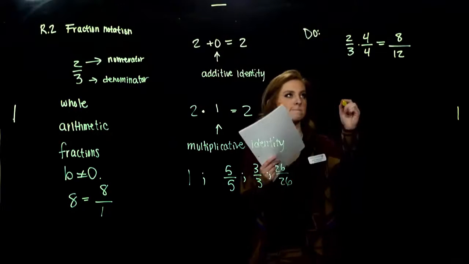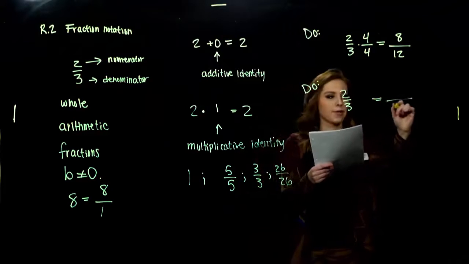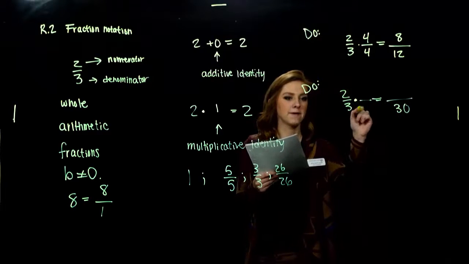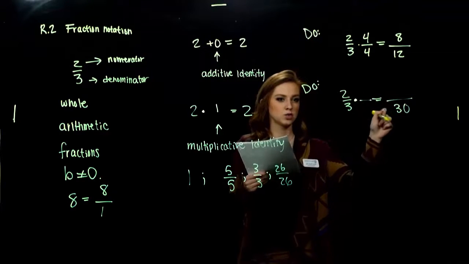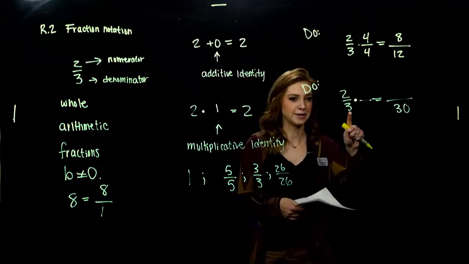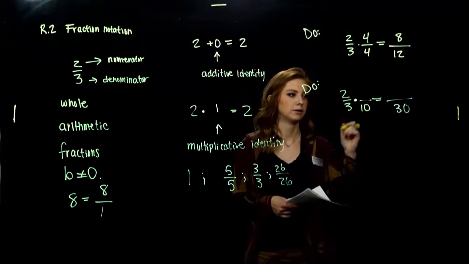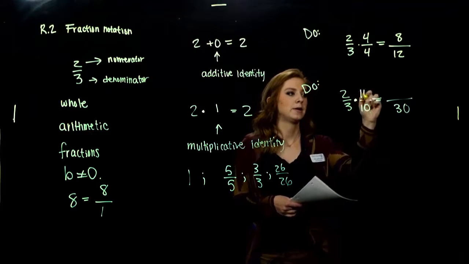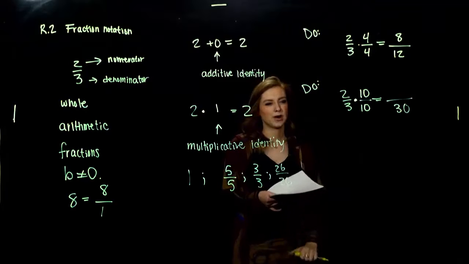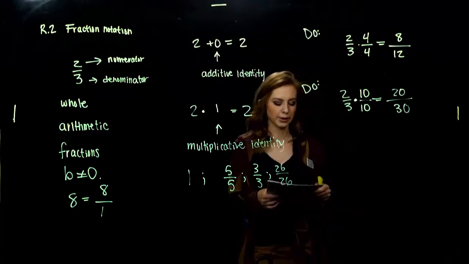Okay, another one. 2/3, but now I want a denominator of 30. So again, I want to multiply by a factor of 1 and change what the fraction looks like. So how do I need to change 3 into 30? Multiplying by a factor of 10. Again, whatever I do to the bottom, I have to do to the top. So we're just multiplying by 1, changing what the fraction looks like. So 2/3 is equivalent to 20 over 30.